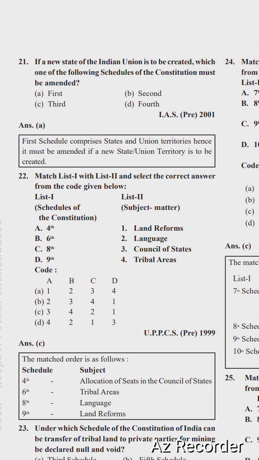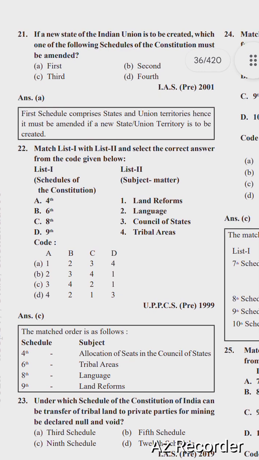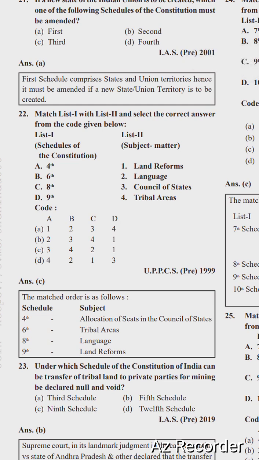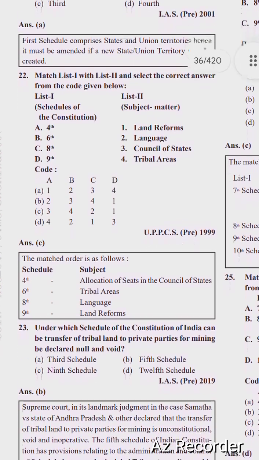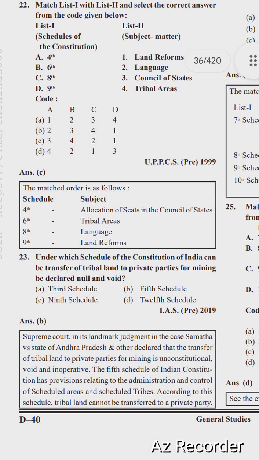So next question is, match list 1 and list 2 and select the correct answer from the code given below. Schedules of the Constitution and subject matters: 4th land reform, 6th language, 8th Council of States, and 9th tribal area. Right option is option number C. The 4th schedule subject is allocation of seats in the Council of States, 6th schedule tribal area, 8th schedule language, and 9th schedule land reform.